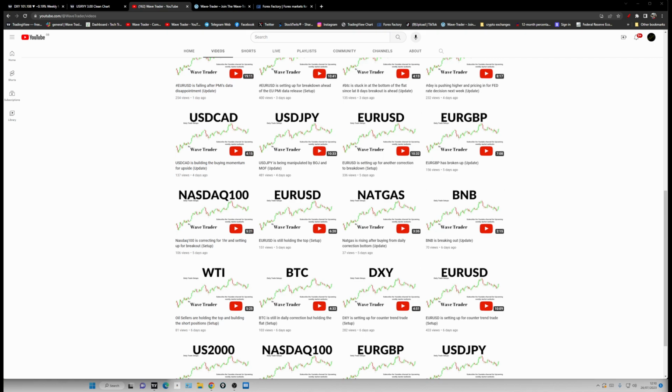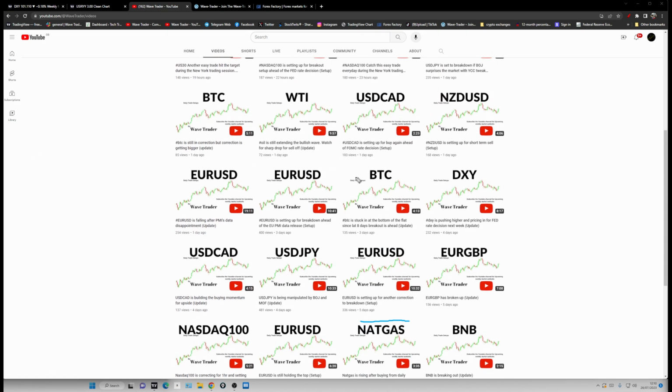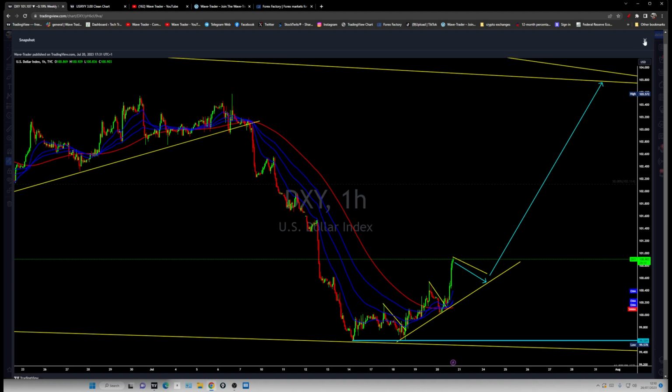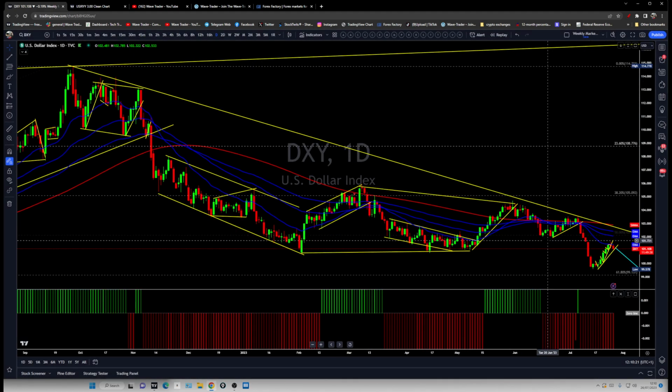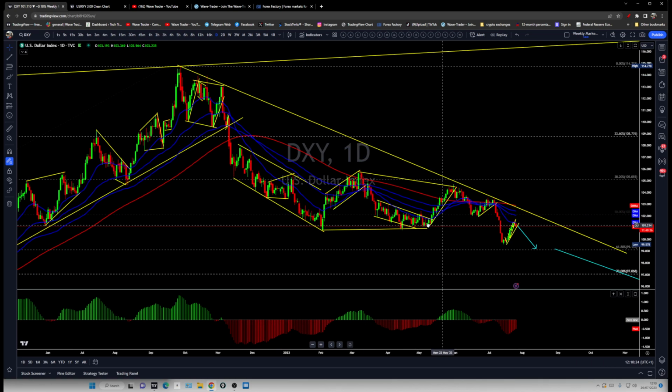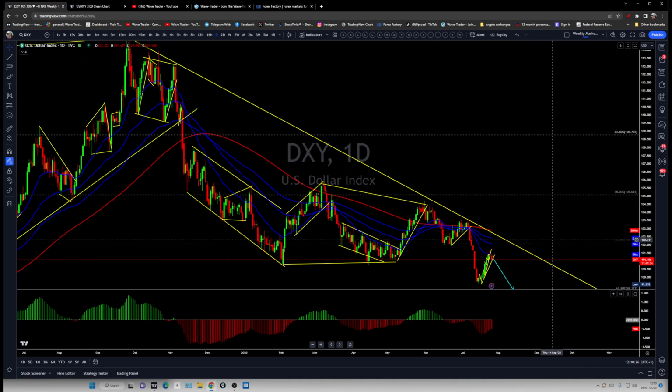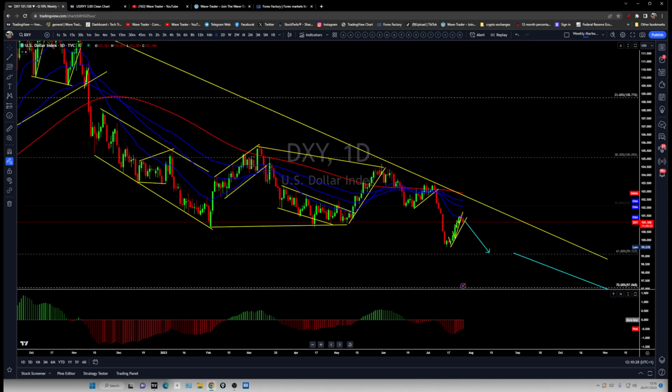Within this trade, we were expecting a counter trend trade to happen on the dollar index, and we had an update over there. After having a counter trend trade on the dollar index, we were expecting it to push higher, simply back within the moving averages on that daily time frame, and then drop.